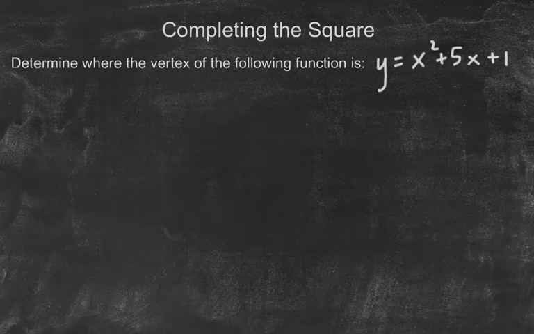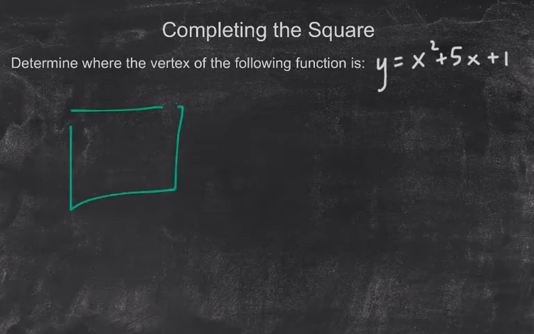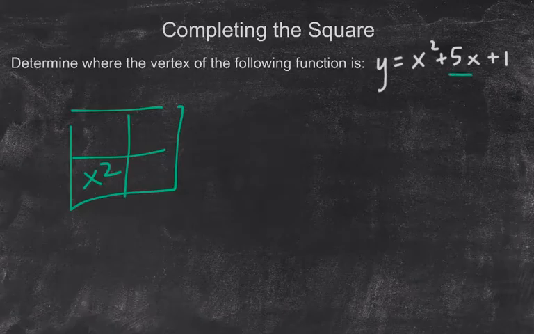The next example is y equals x squared plus 5x plus 1. And the dilemma here is that when I start to build my perfect square, I need to figure out how to split up 5 x's into 2 equal sizes. So this is totally fine. 5 divided by 2 is 2.5. So I'm just going to put 2.5x in both of those spaces.